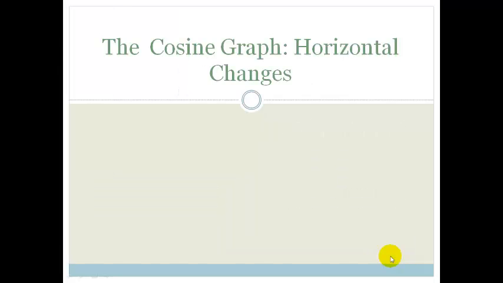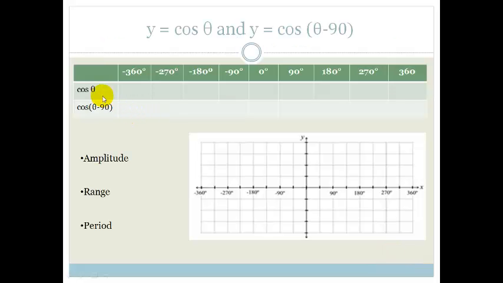In this lesson, we're going to be looking at the horizontal changes to the cosine graph. So let's get started straight away. First thing I'm going to do is draw my basic cos graph so we can see what happens when we change things. You guys should by now be able to do this in your sleep.